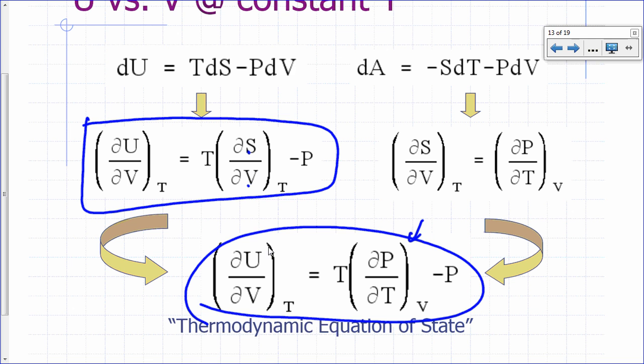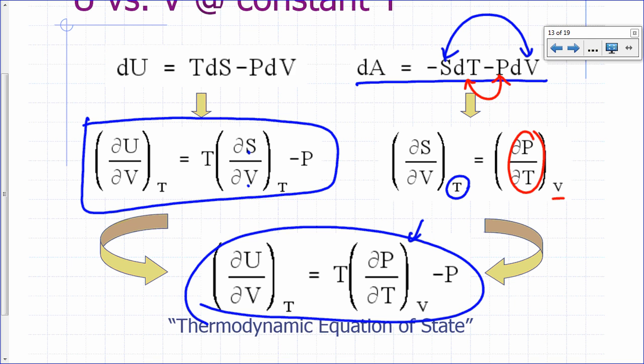Then you combine that with the Maxwell relation from dA equals negative S dT minus P dV. We did this earlier. What's our Maxwell relation? The partial of S with respect to V at constant T is equal to the partial of P with respect to T at constant V. Why did I do that? Because I want to replace this, the partial of S with respect to V at constant T. It's the same thing as this one. So I'm replacing that by the partial of P with respect to T at constant V. And that's your thermodynamic equation of state.